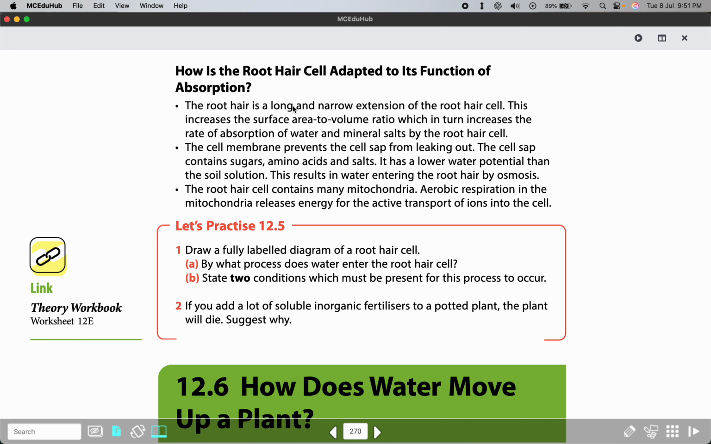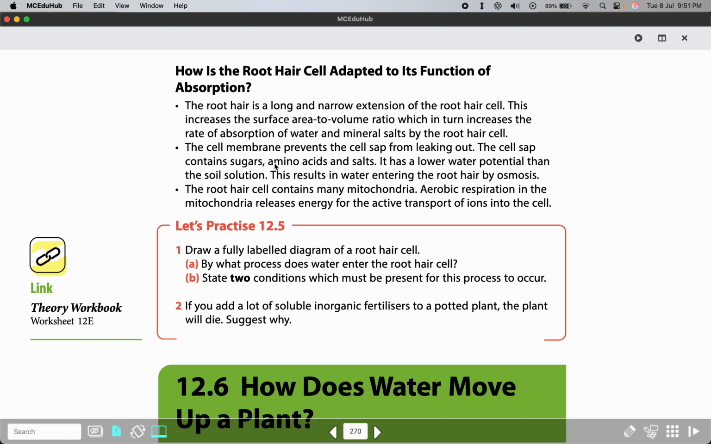Okay, so it's an important point over here. Always remember, whenever you talk about the structure, you also need to talk about the function, right? The structure is a long and narrow extension. The function is to increase the surface area to volume ratio, which will then increase the rate of absorption of water by osmosis and mineral salt by active transport and diffusion.